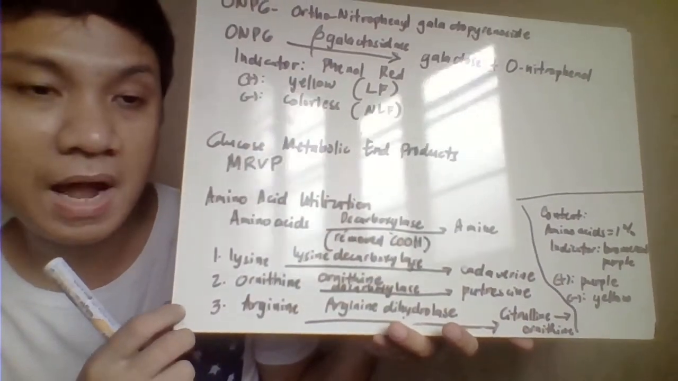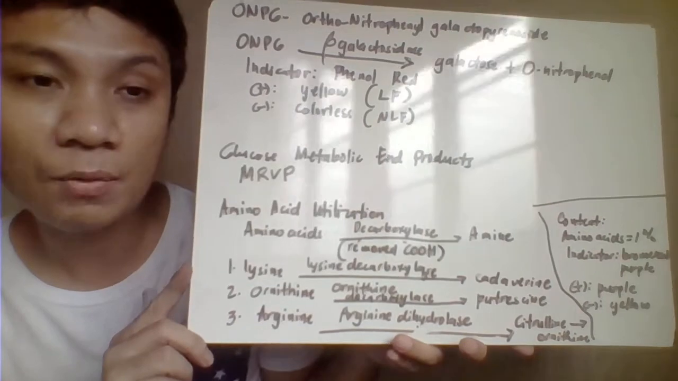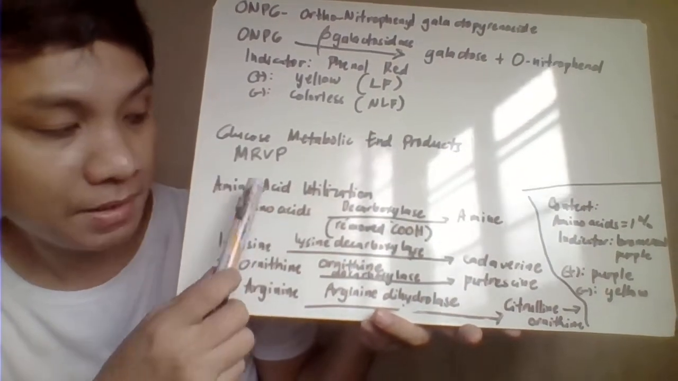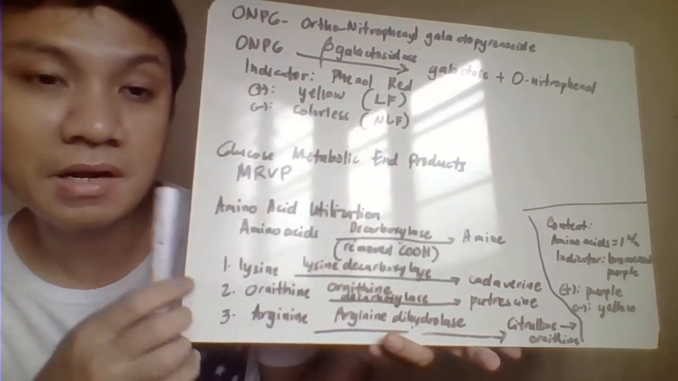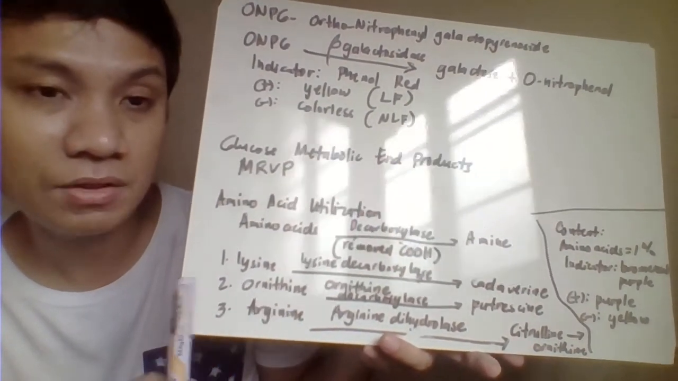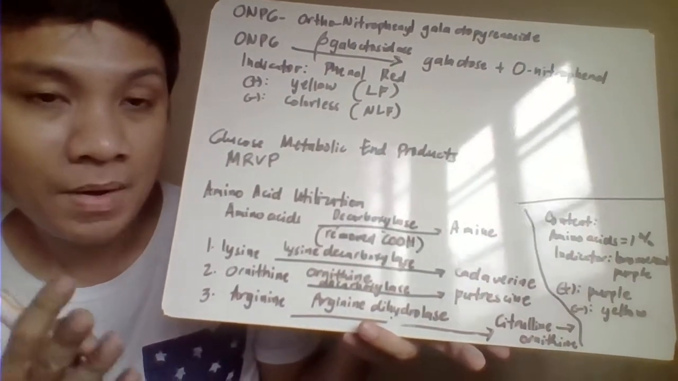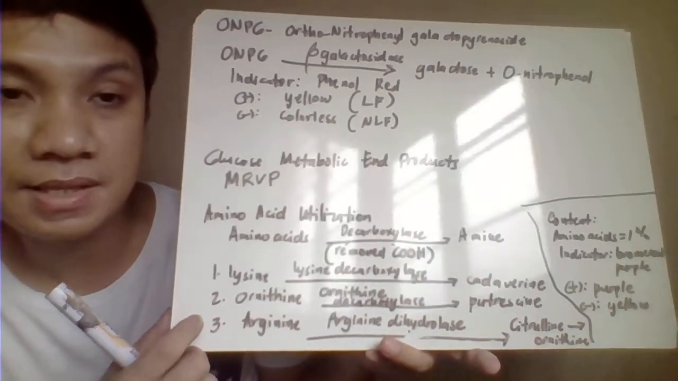Next, we have here your amino acid utilization. So this is for some bacteria wherein they do not metabolize carbohydrates, but rather just depend on the amino acid as their carbon source. So therefore, they try to utilize here the amino acid. You can test that one by this test. So this is your decarboxylase test.